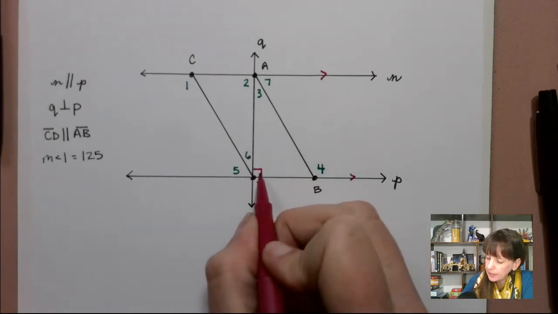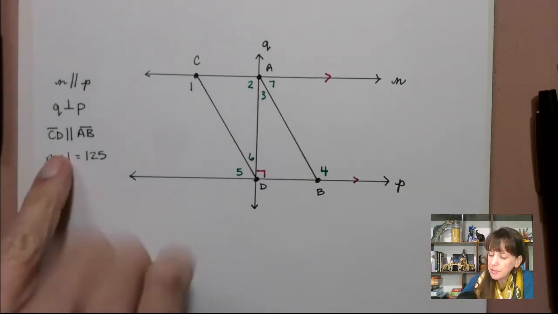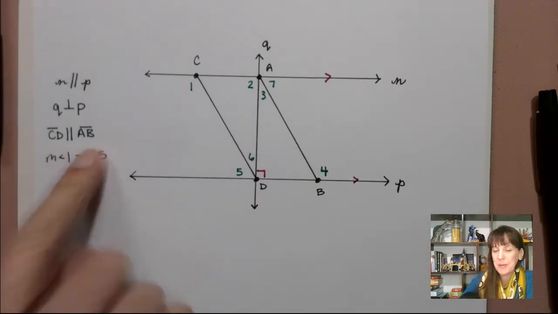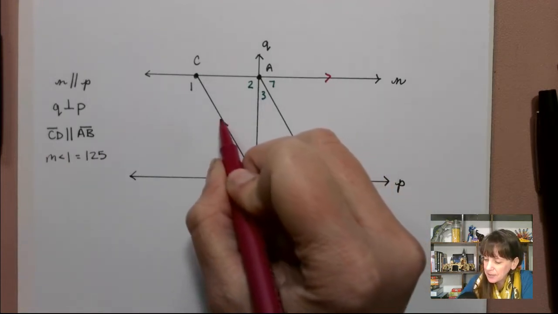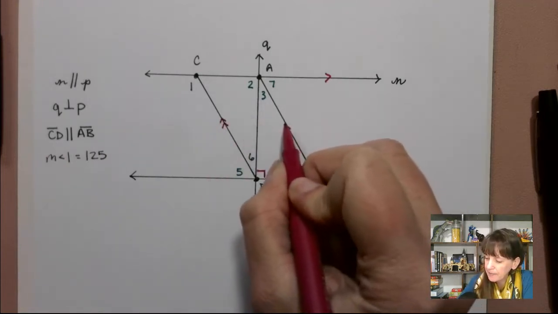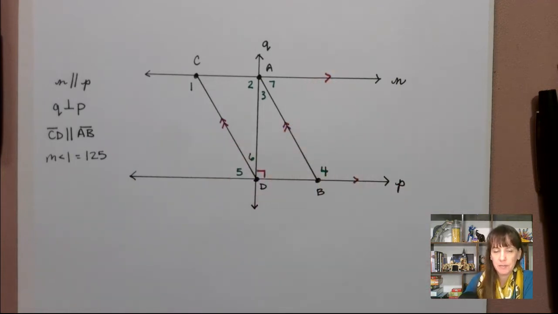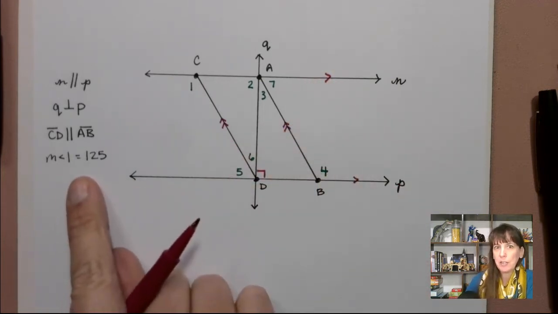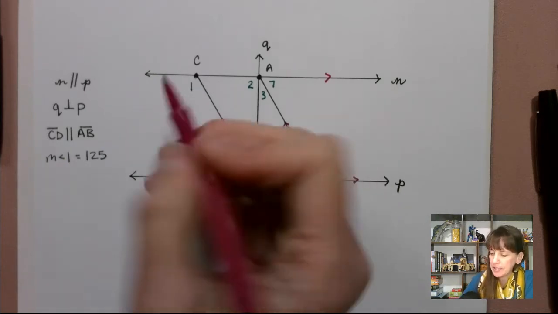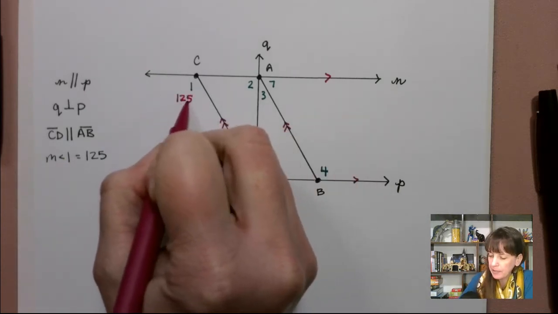Good, 90-degree angle. Okay, and then we know CD is parallel to AB. So we're going to do a little double arrow there, double arrow there. That way it indicates, hey, these two things are parallel and these two are parallel, but not to each other. And then the measure of angle 1 is 125 degrees. So that's this guy right here, 125 degrees.